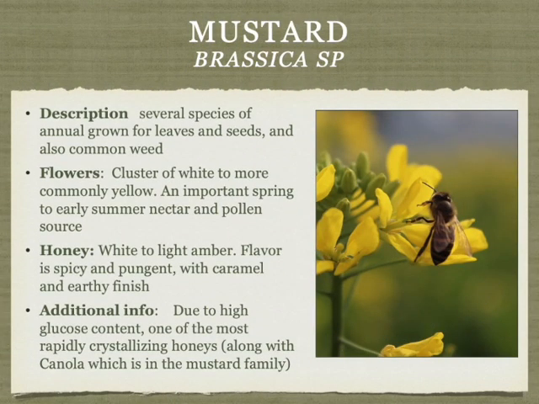Mustard is an important source of pollen and nectar for honeybees. It's related to canola, which is why it's one of the more rapidly crystallizing honeys. The honey is white to light amber. The flavor is spicy and pungent with caramel and earthy finish.